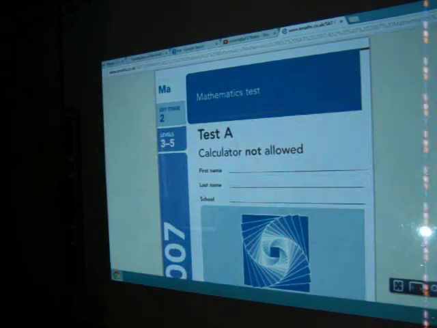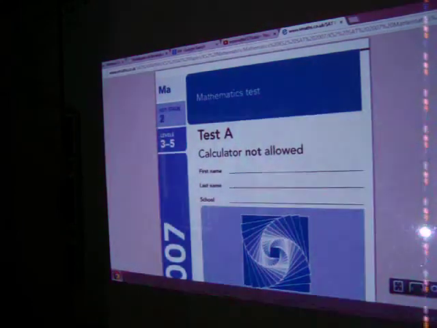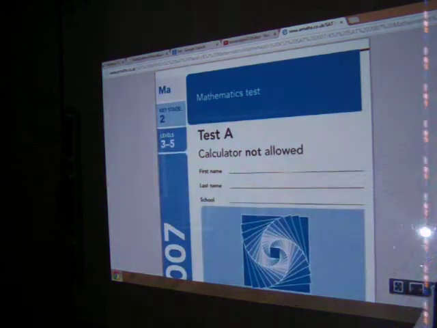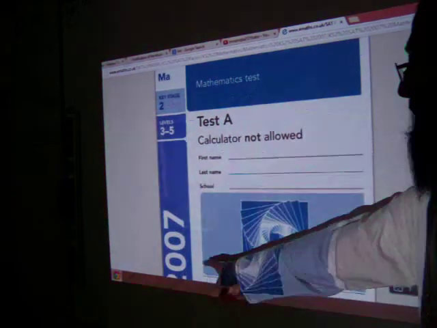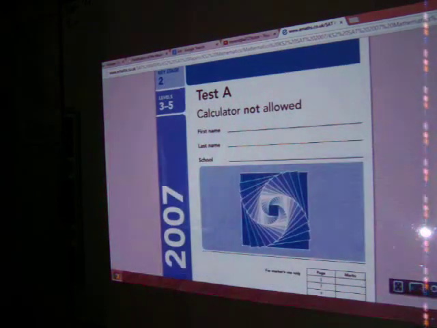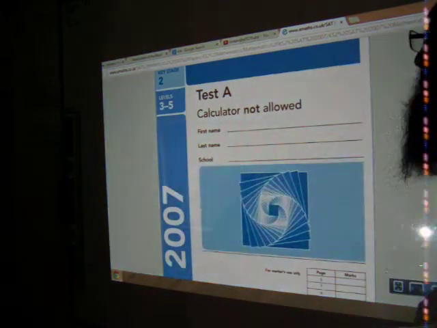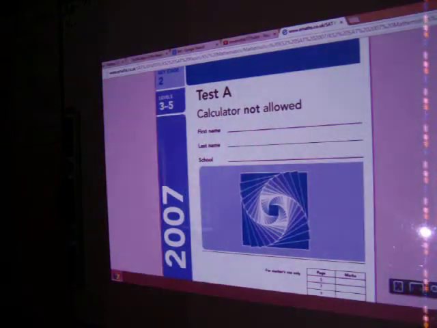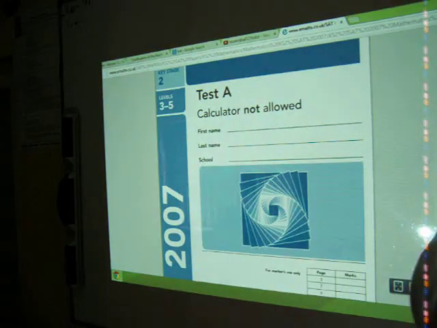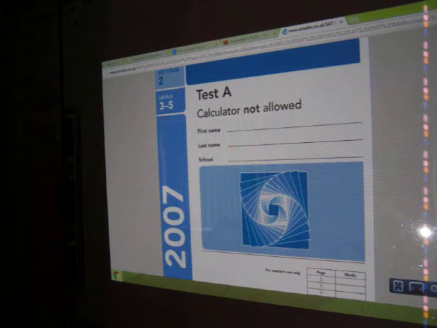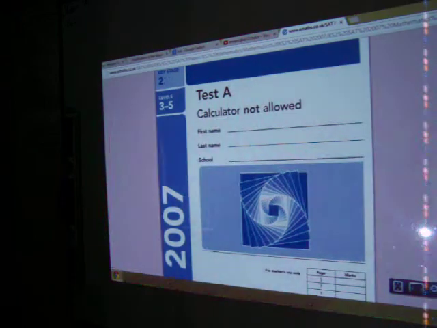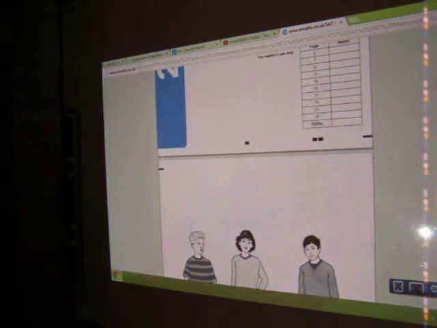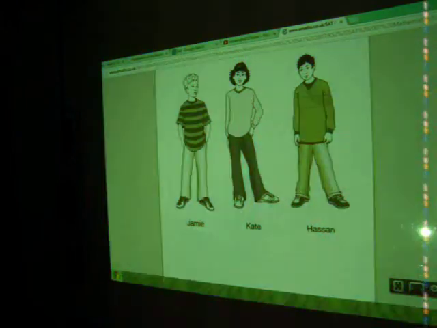Today we're going to be looking at the 2007 Test A, calculator not allowed, levels 3 to 5. This is an actual QCA paper. What's QCA? That's the Qualifications and Curriculum Authority.